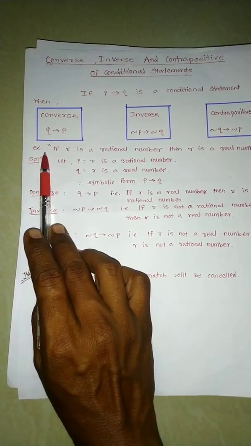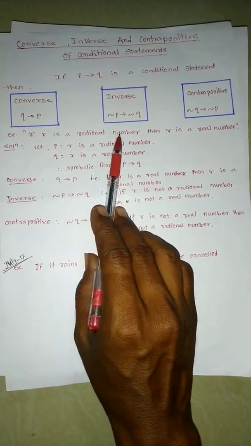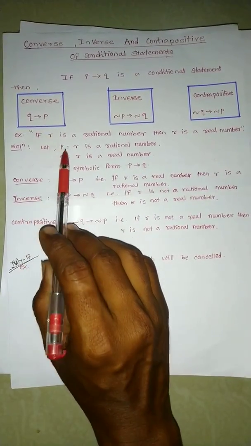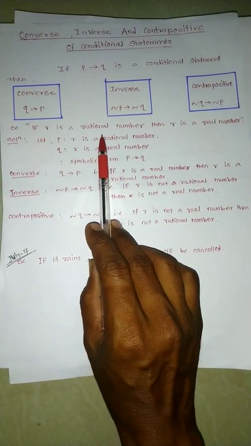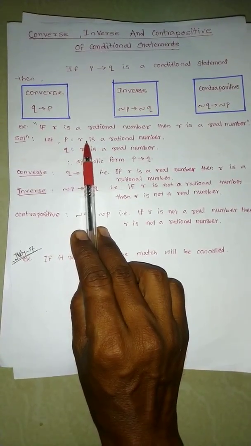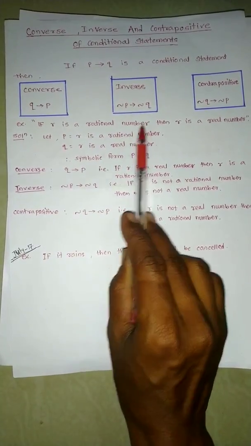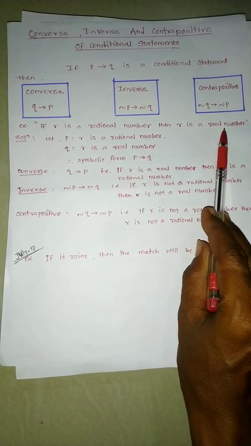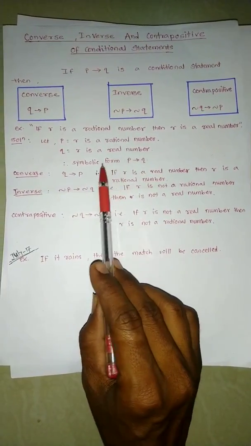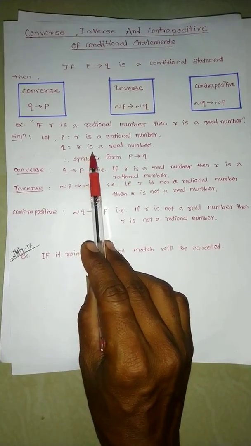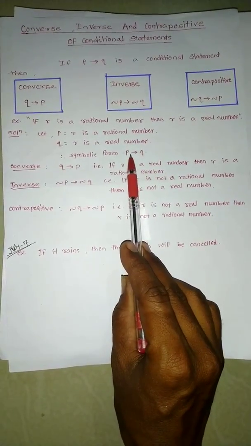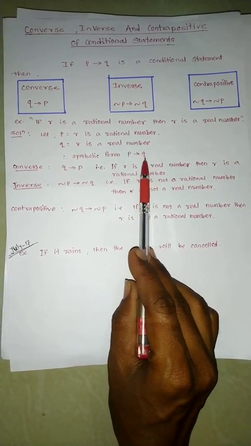If we take an example: if R is a rational number, then R is a real number. This is a statement. We need to find the converse, inverse and contrapositive of this statement. First of all, consider P: R is a rational number. The first half of the statement is P and the second half is Q, that is, R is a real number. Then write down the symbolic form: P implies Q. This statement is connected with if-then, so we can write it as an implication.